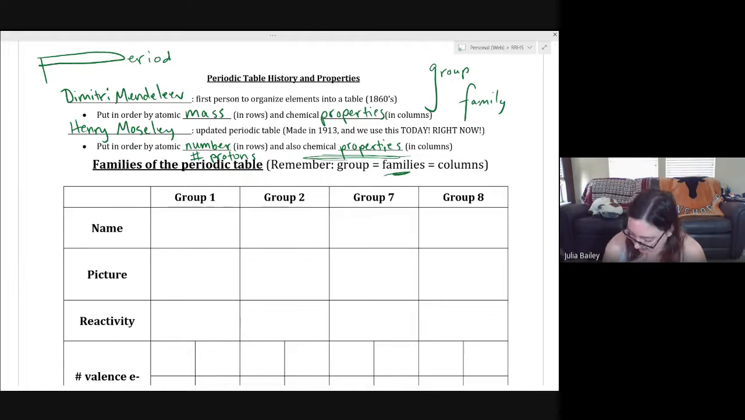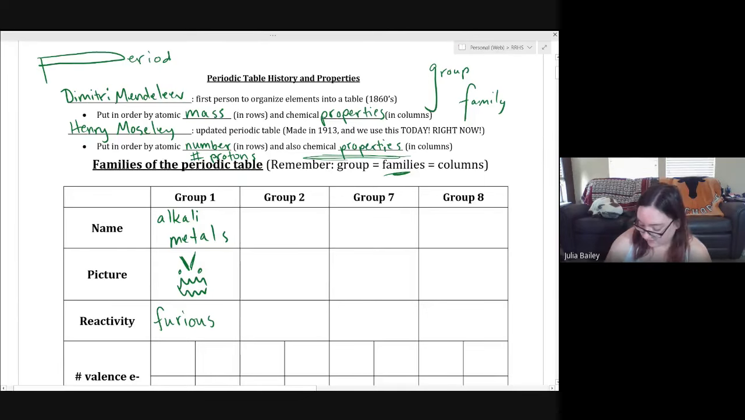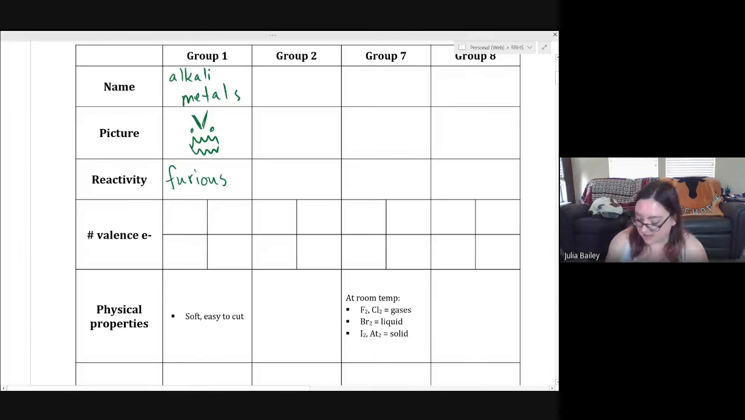So group 1 is called the alkali metals. And if you wanted to picture them with a personality, they are rage-filled. They are just furious. It's sort of like the personality I would give them if I were to anthropomorphize them. The alkali metals have 1 valence electron, which contributes to some really interesting properties.